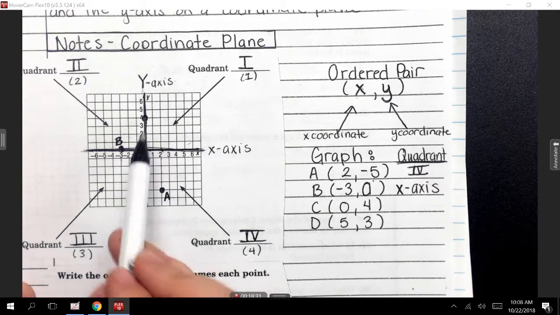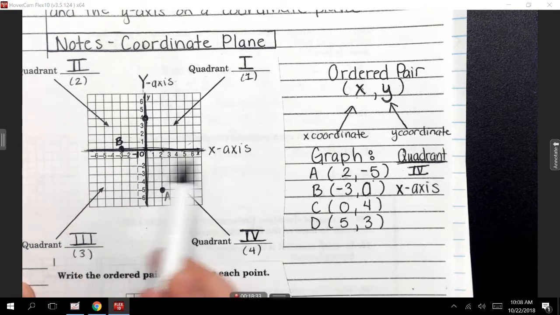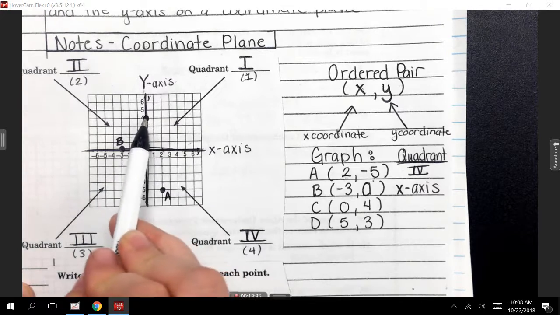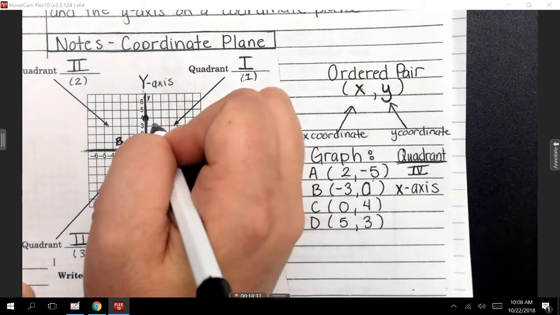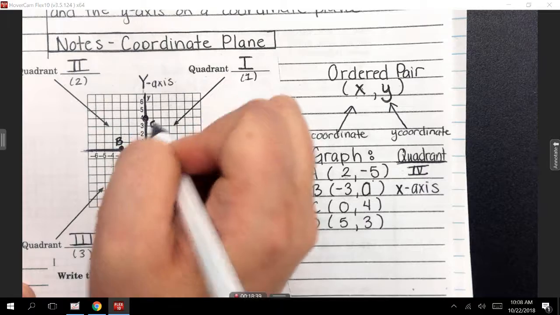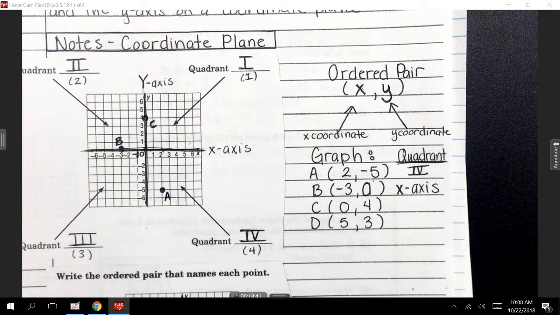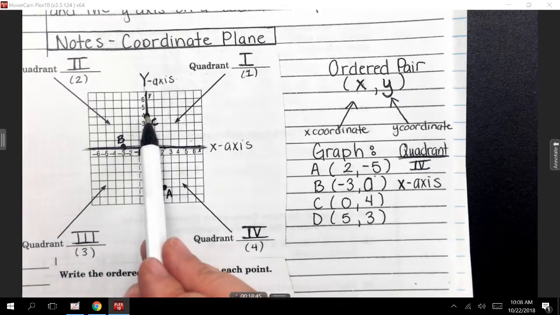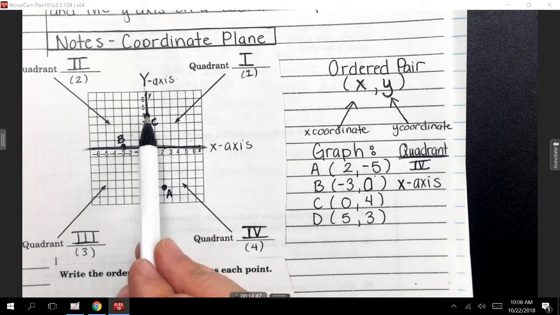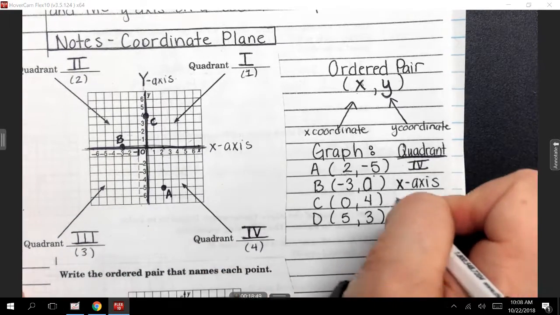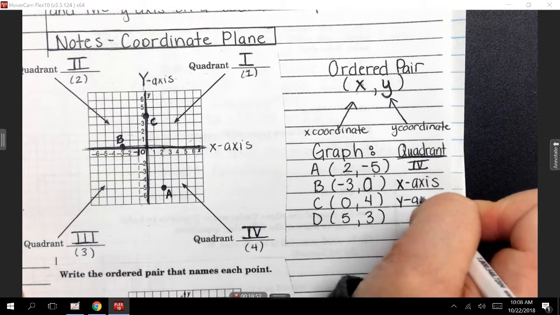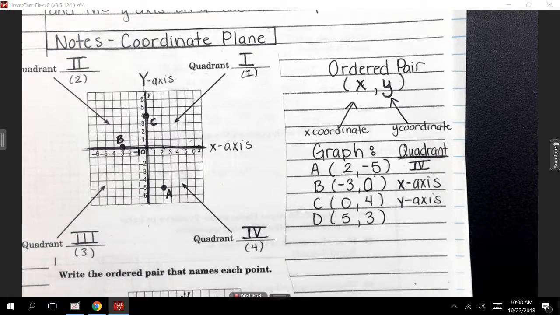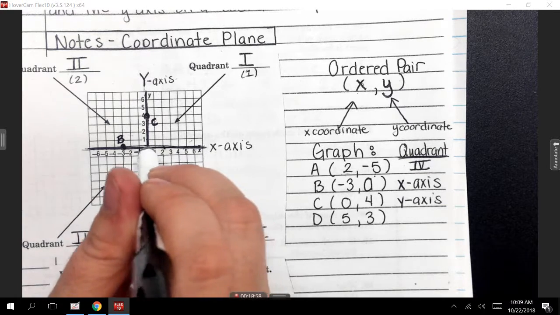Okay? So this last one that I graphed, I didn't crawl. I crawled 0, but I went up 4. So that's my C. So let's label that as C. Okay, is that dot in one of my boxes? What am I going to label for the quadrant on C? What am I going to label for that? Aiden? Y-axis. It's just on the y-axis. It's just on the y-axis. Okay? All right, D, starting at my origin.